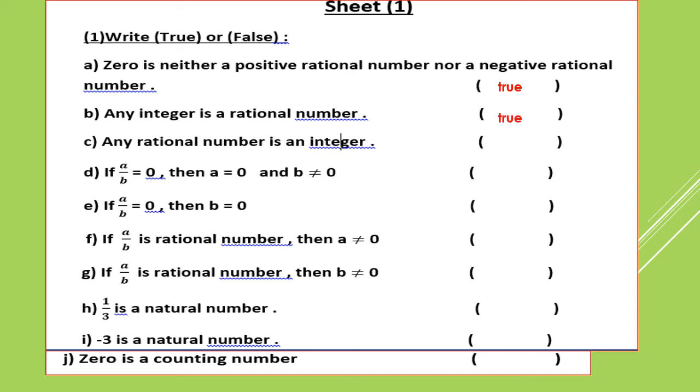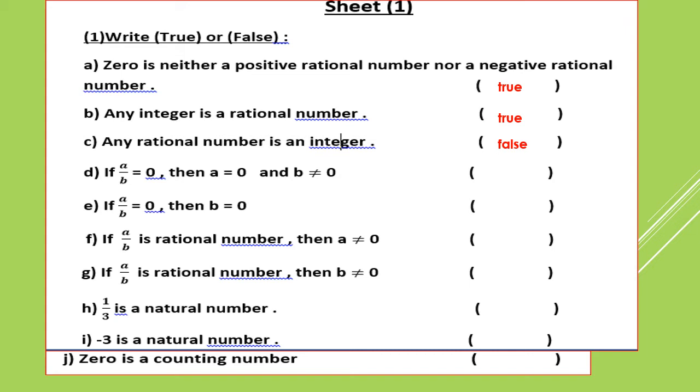Letter C, any rational number is an integer. No, that's false. Some rational numbers can be integers. For example, I can put 15 over 5. It will be a rational number, and 15 is divisible by 5, so it will be equal to 3. It's an integer. But when we divide 15 over 4, it will be rational and not an integer.